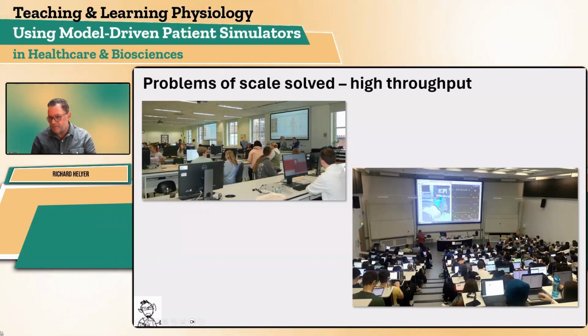And this is a picture of me teaching in a class of 280 medical students, the whole class in one go. And that whole class seeing the virtual patient and monitored signals and quantities appearing and changing in real time as we progress through a scenario.